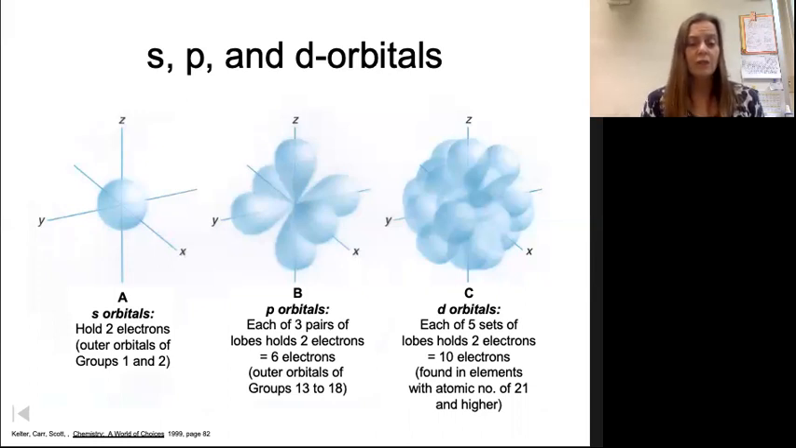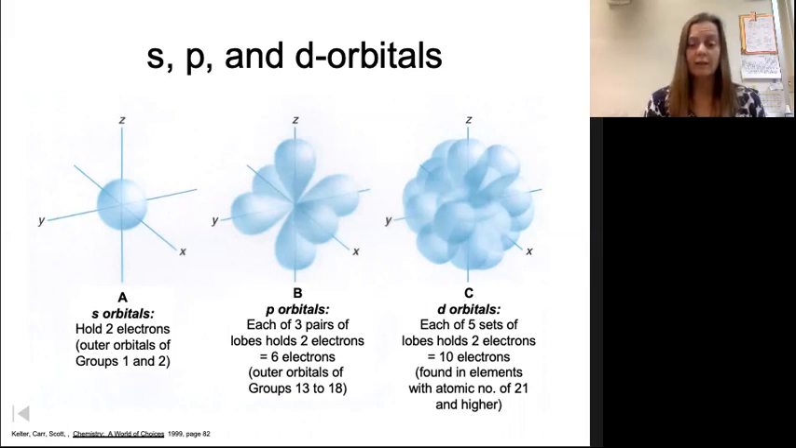And we know that each suborbital, so each p orbital, each d orbital, each s orbital can hold 2 electrons. We know there's 1 s orbital, 3 p orbitals, 5 d orbitals, and 7 f orbitals. And we also know that if there are 2 electrons in the same suborbital, they are spinning in opposite directions to minimize that repulsion. So we know how to fill our orbitals.